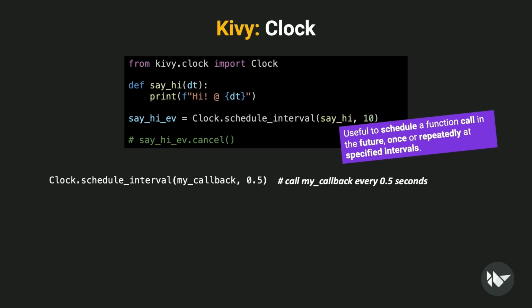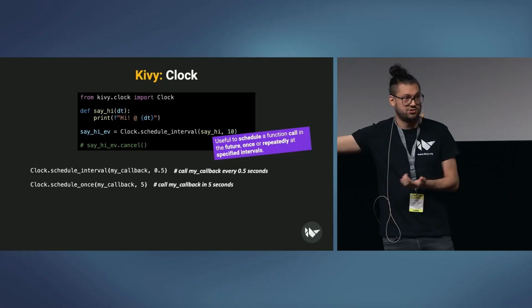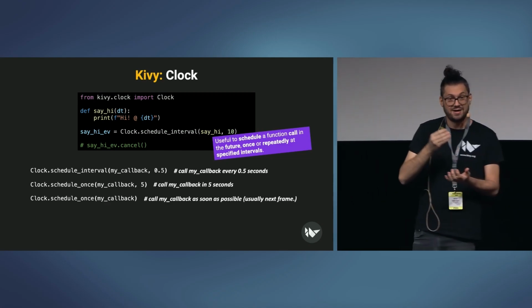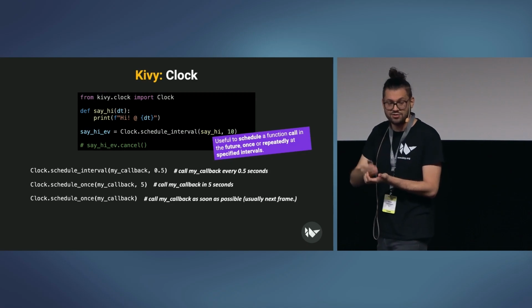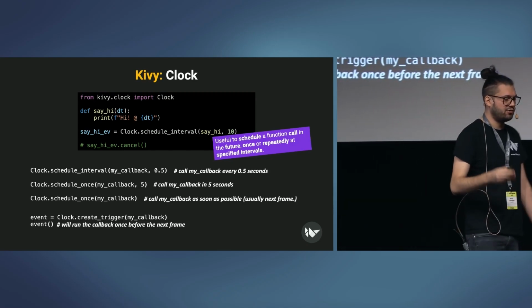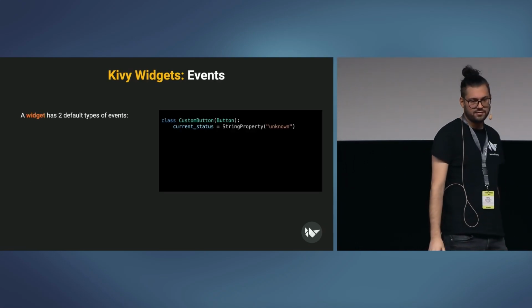If you're using Kivy Clock, Clock.schedule_interval(my_callback, 0.5) means, hey, can you schedule this callback to be called every 0.5 seconds? And then we have schedule_once(my_callback, 5), so only once, in 5 seconds. Or schedule_once(my_callback) means, please schedule this callback to be called as soon as possible, usually the next frame. And then, yeah, you can also create a trigger for later.